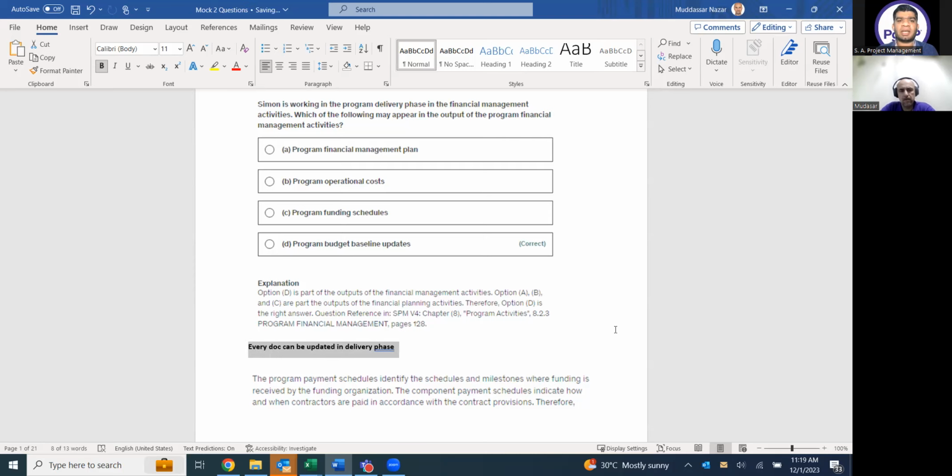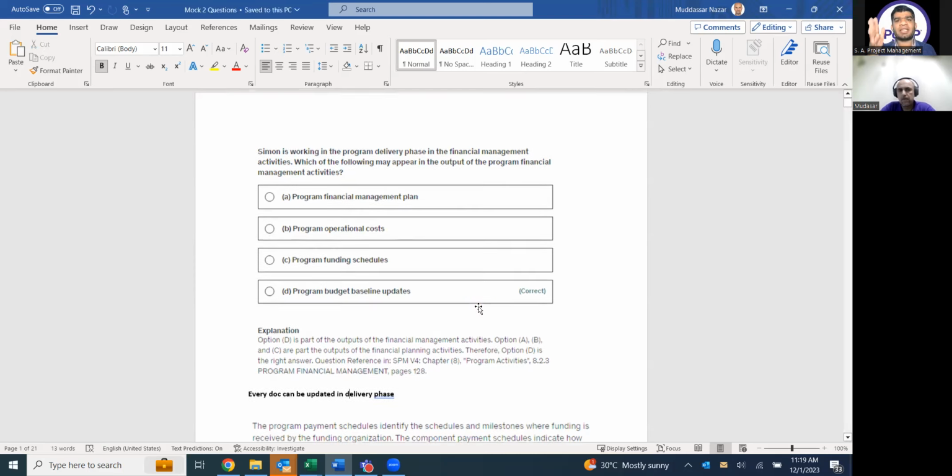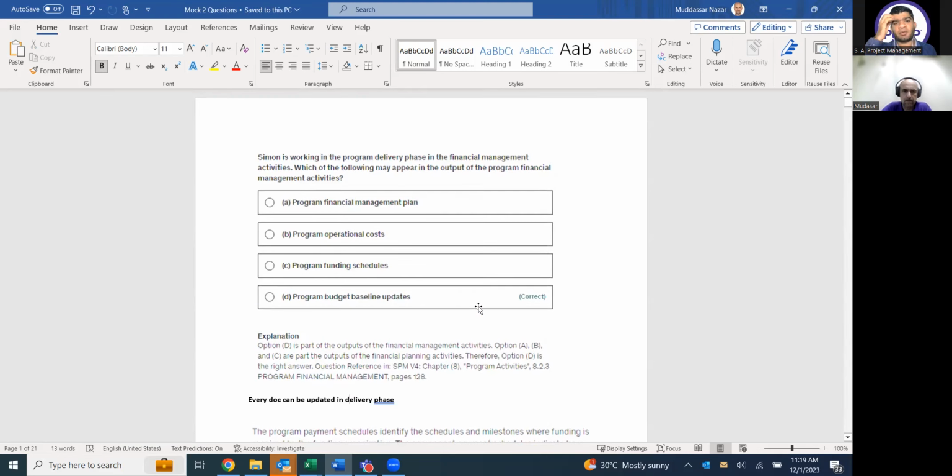But if we pick A, it will surely be wrong because the plan is only prepared in the planning phase. If it was program financial management plan updates, then we could think of that. In this type of question, like in the benefits chapter, you can get in the delivery phase, for example, benefit register updates. Yes. Okay.